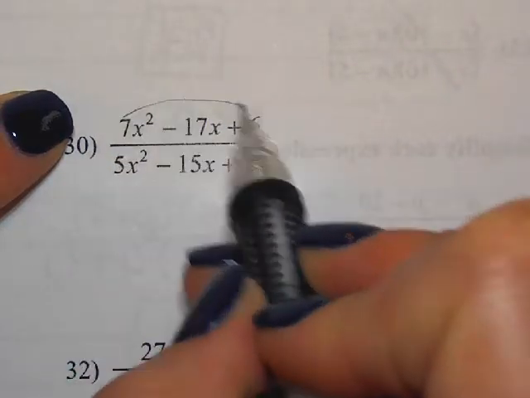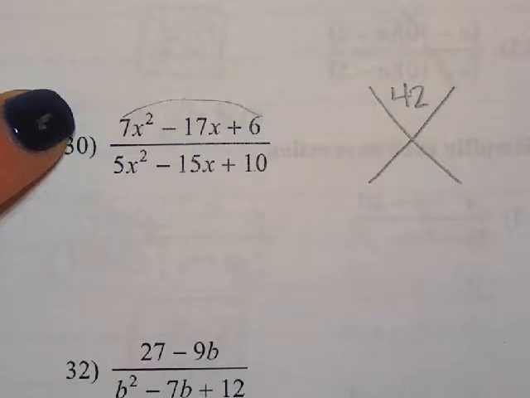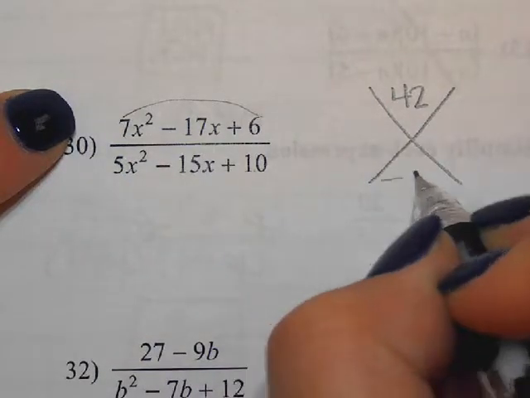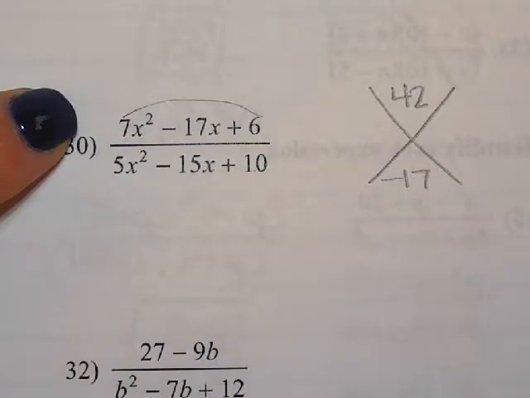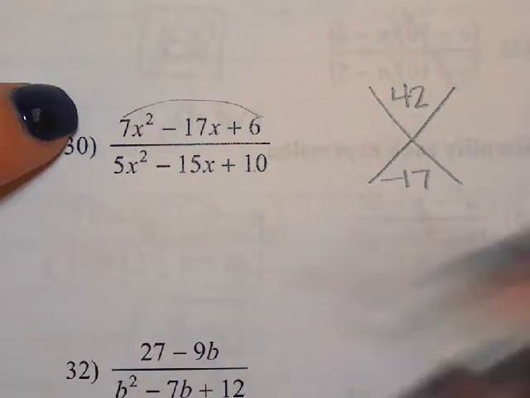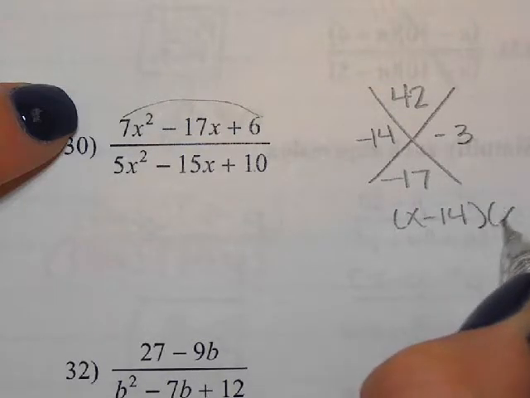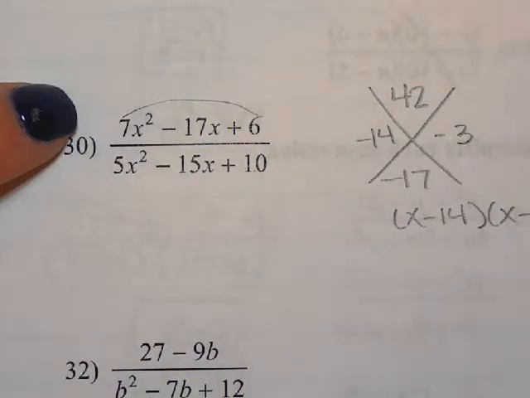So we have 7 times 6 is 42. So we are multiplying to 42, but adding to negative 17. So if you're stuck on this, what could you do in your calculator? 42 divided by x, and we're going to look for two negative numbers. Say it again. We're multiplying to 42 and adding to negative 17. Negative 14 and negative 3. Okay, so we have x minus 14 and x minus 3. Are those the two factors?